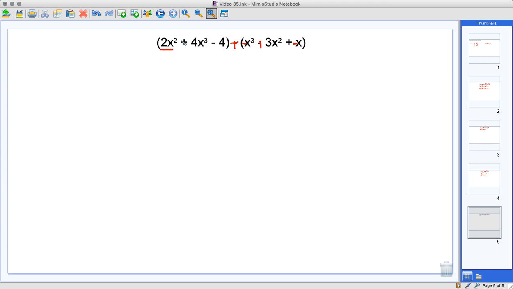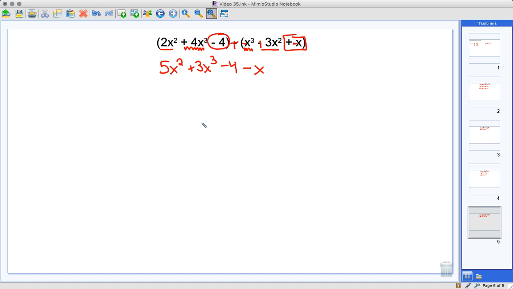So I've got 2x squared plus 3x squared is 5x squared. I've got a plus 4x cubed plus a negative x cubed. So basically that's 4 plus negative 1, so that's going to be 3x cubed. I've got my minus 4. And then I've got a plus negative x, which I'm just going to write as minus x.